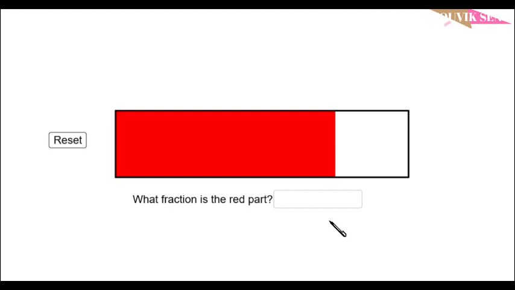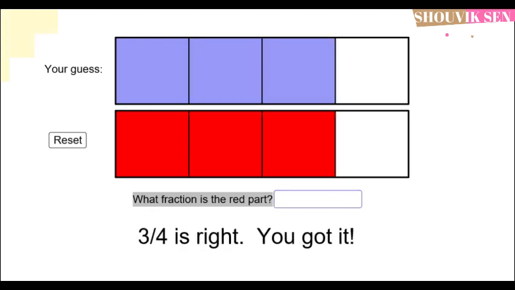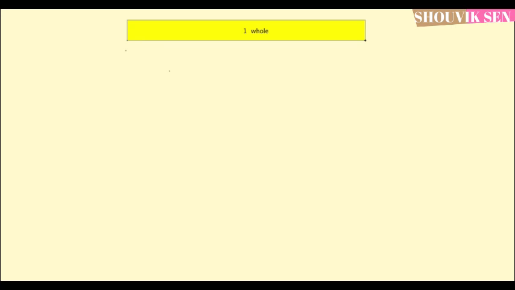What is this red portion now? This will be 1, 2, 3, 1 by 4. No, that is too small. See, my guesses are getting worse and worse, and I hope you get it correct every time. This is definitely 3 by 4. I was guessing the white part.